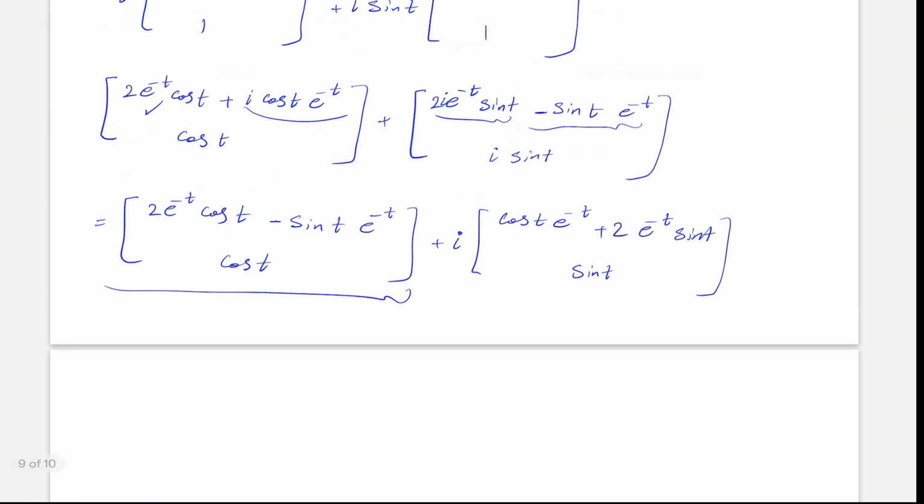Now, this is the real part. This is the imaginary part.